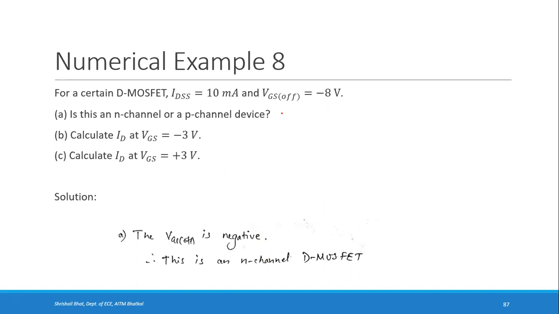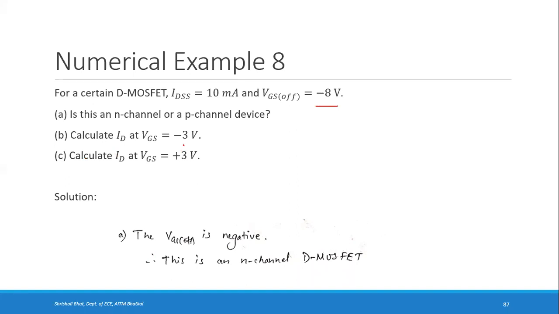So you can write: the VGS off given is negative, therefore this is an N channel device, or N channel DMOSFET. Based on the polarity of VGS off, you can decide whether it is N channel or P channel. If it was positive, it would be a P channel DMOSFET. Now we are asked to find the value of ID at VGS equal to -3.